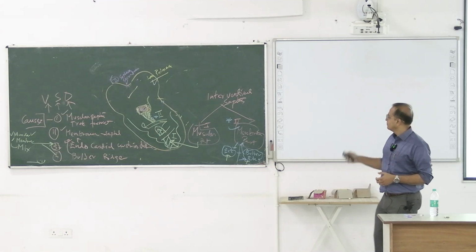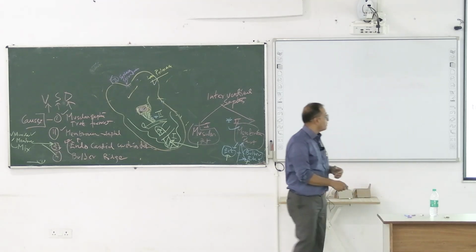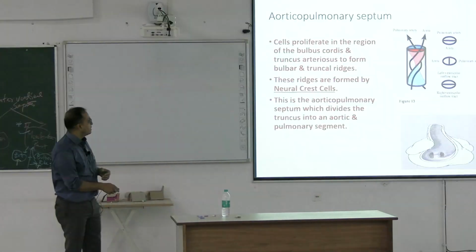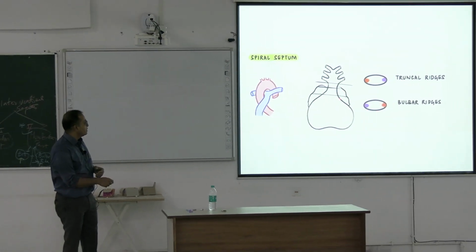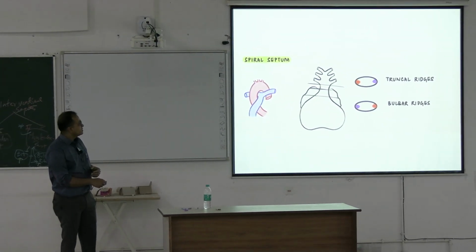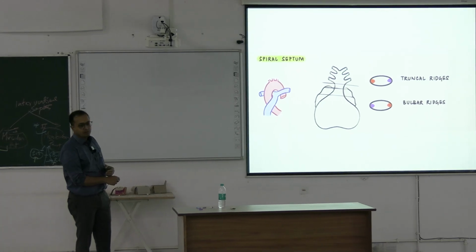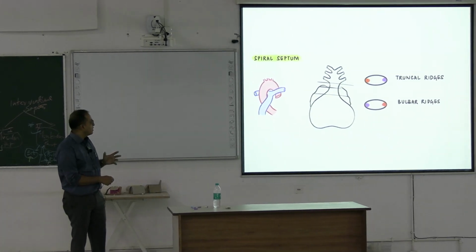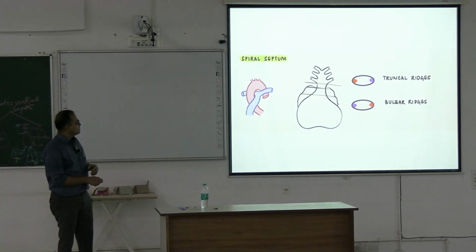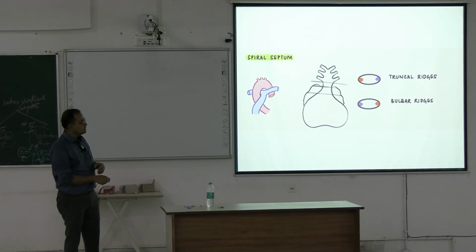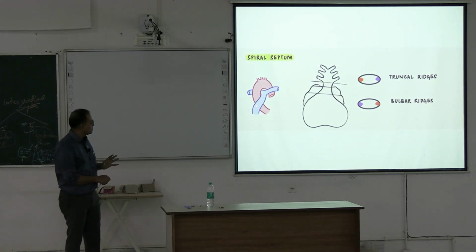ventricular septal defect. Now, the complex thing, as we have seen here, is the septum arising in the truncus arteriosus, which we call the spiral septum. The spiral septum spirals around, splitting the truncus or conus arteriosus into two parts, the arch of aorta and the pulmonary artery.